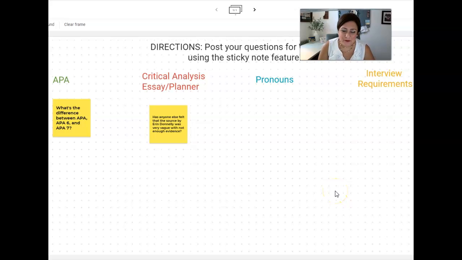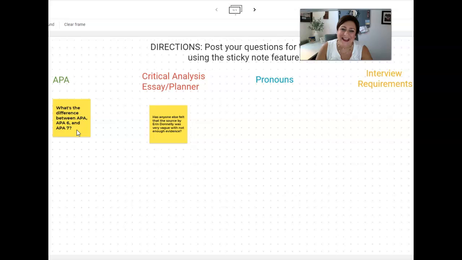Everybody. Well, you've finished up Unit 1, and now we are working toward Unit 2. So I wanted to start off this week's announcement with answers to a couple of questions that were on the Jamboard. The first question was about APA formatting.